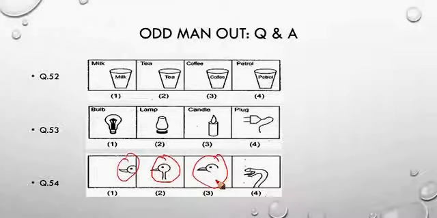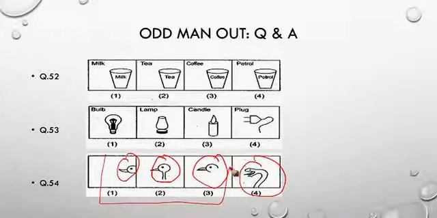But in case of option 4, it is a snake, which is a reptile. So the first three figures are similar because they represent a bird, and the fourth figure is different because it's representing a reptile. So the answer for question number 54 is 4.